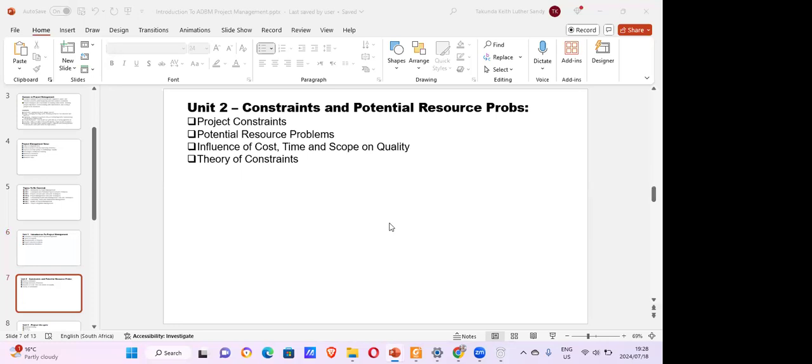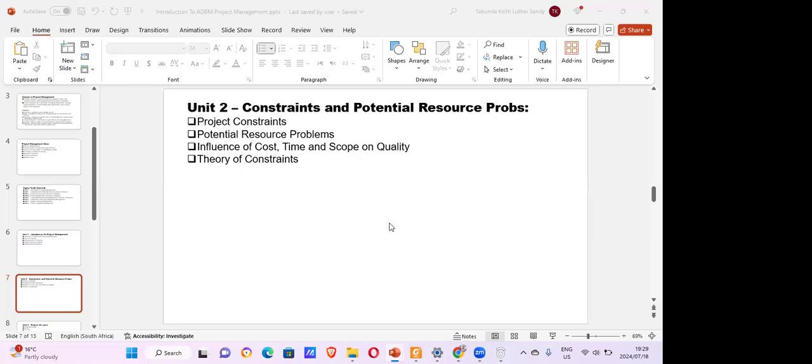So in unit 2, we look at constraints and potential resource problems. Here we are looking at project constraints, those constraints that I've just browsed on, the triple constraints and other constraints that affect the project. We look at potential resource problems. What are the problems that you will face when resources are scarce or when resources are plenty? You look at the influence of cost, time, and scope on quality. These are the things that I said: the moment you touch any of these three things, it affects your quality. We are going to look again at the theory of constraints.